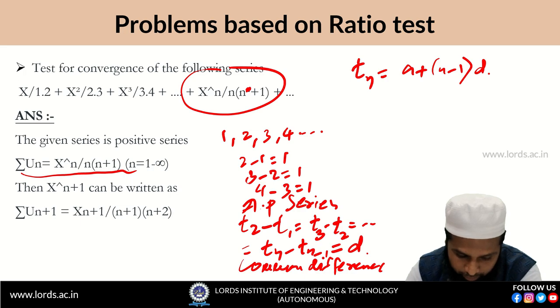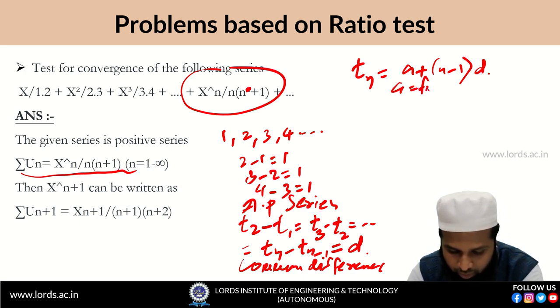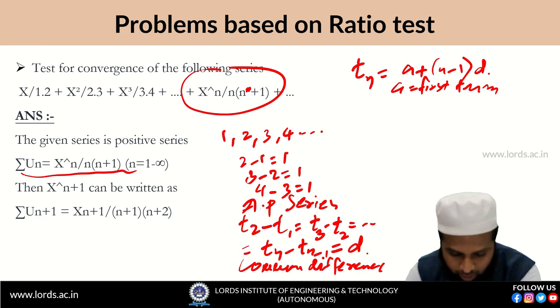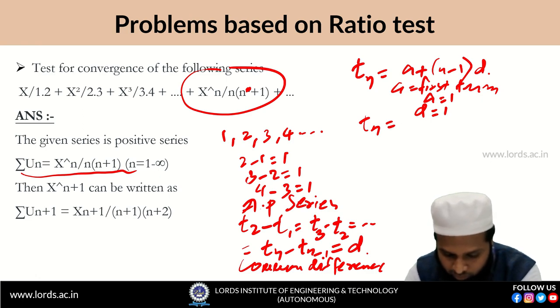Here, what is a? A is nothing but the first term, and d is the common difference. Here we see d equal to 1. Substituting, what is the nth term? Tn equals 1 plus (n minus 1) times 1. If you simplify this, you get n.